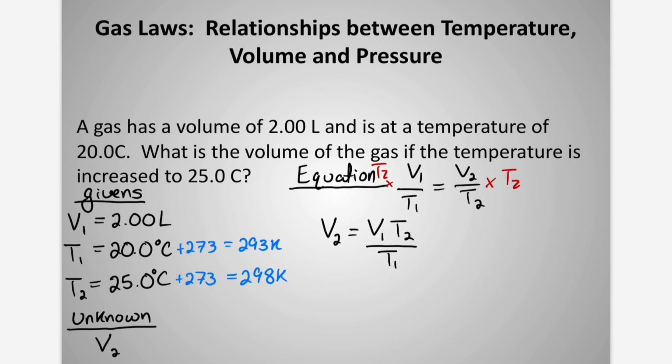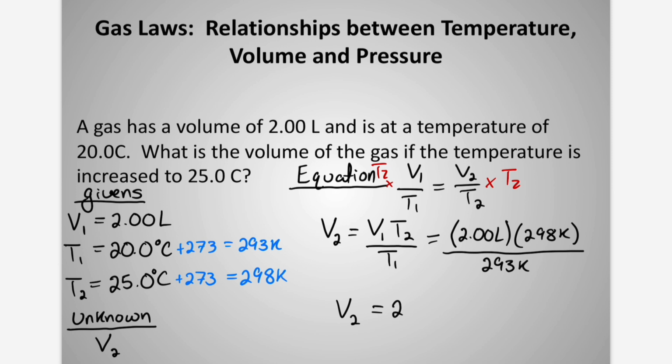Last step of the guess method is substitute and solve. And rounding to significant figures, we get 2.03 liters as our second volume.